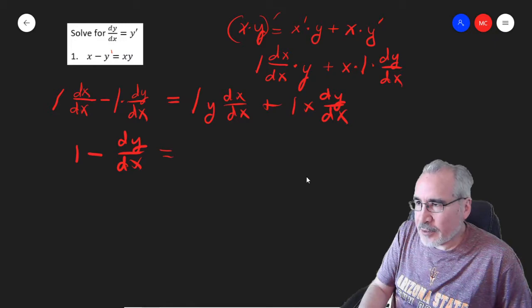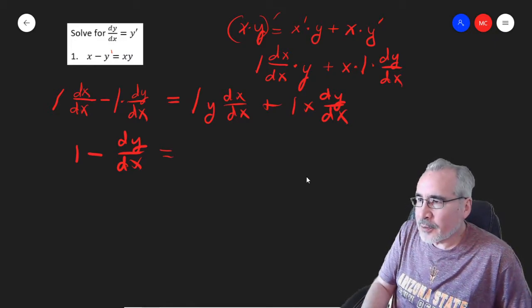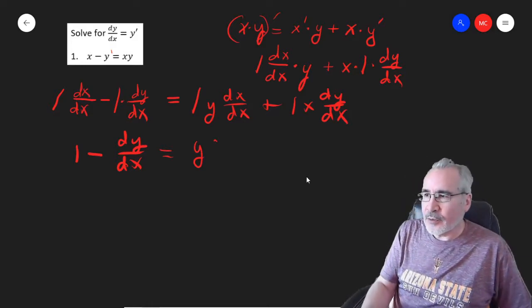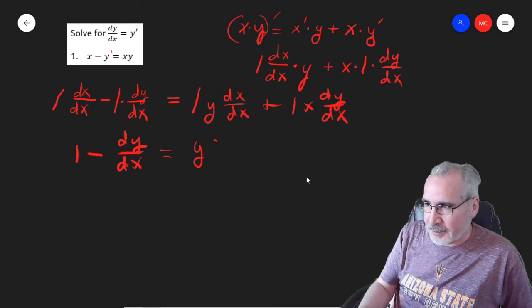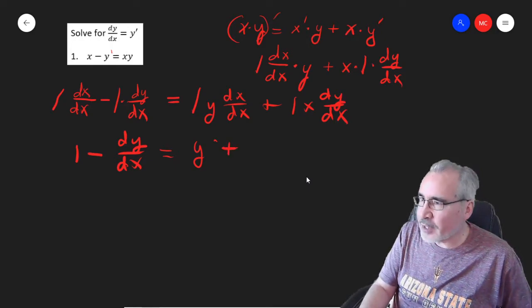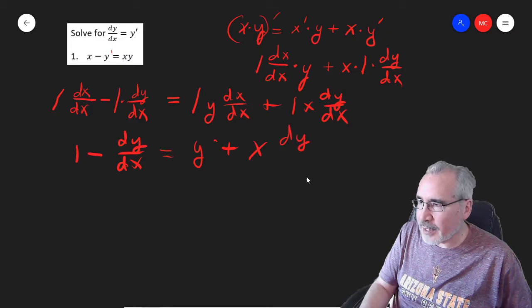Over here we don't need this 1 in front of the y, so we'll go y. And we don't need dx dx because dx divided by dx is 1, so we'll leave that off. And so then we're going to get a plus. Here we've got 1 times x. We don't need a 1 times x. We could just write that as x. But we have this dy dx, which we do need to write.